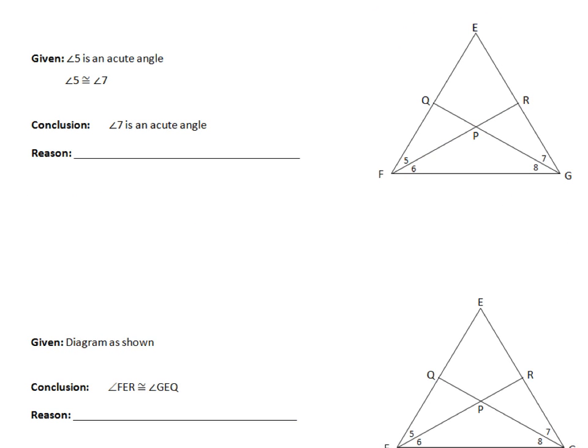All right, this is the last slide of the intro video. Same figures again, just different information. So in this first example, we're given angle 5 is an acute angle. Now what's an acute angle again? Remember those cute little angles? That's less than 90 degrees. And then they also told us that angle 5 is congruent to angle 7.